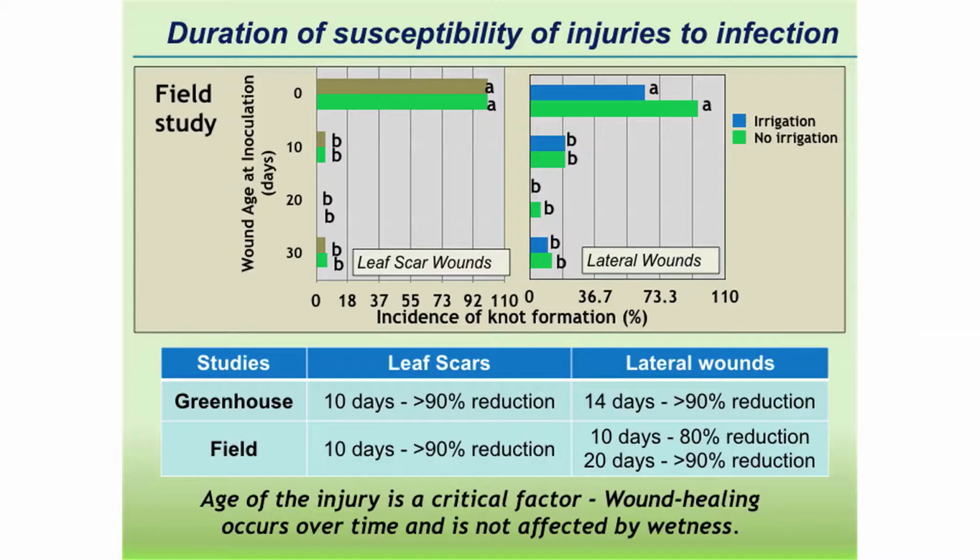And then we look at how long, so we do it in different time periods. In this particular graph, we have 0 days. So right when we created the injury, nearly 100% become infected. When you wait 10 days, you can see it drops off for leaf scars very quickly. So in our greenhouse and field studies, leaf scars, basically in 10 days after you cause the injury, they heal over and they're no longer an entry point for the bacteria.